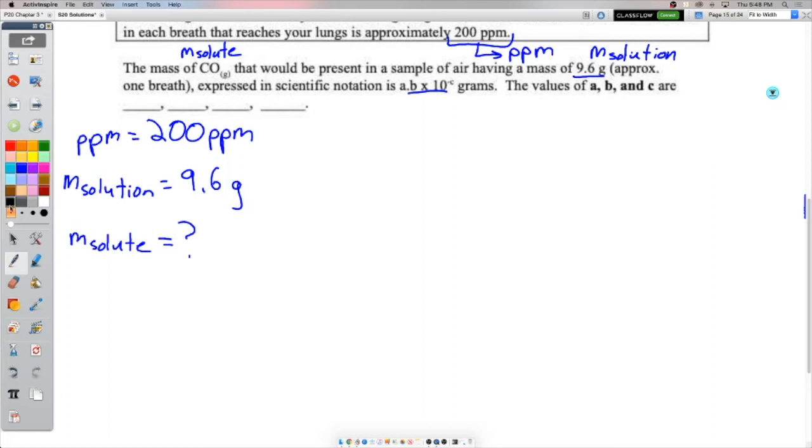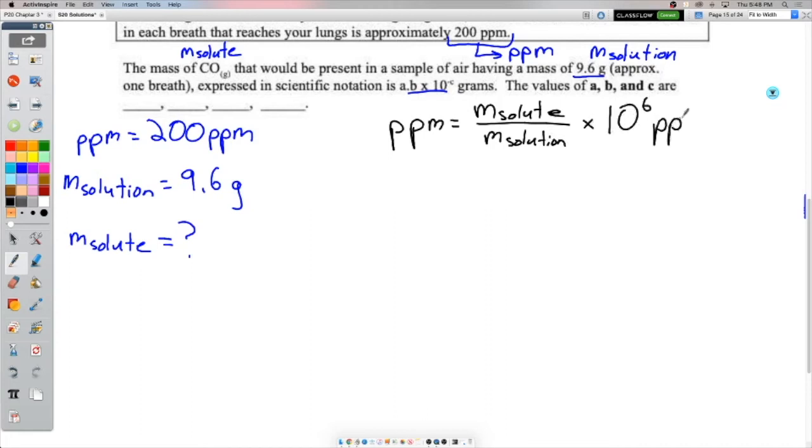So, like always, go to your data booklet, page 10. You need an equation that's got all three of these things and nothing else, right? So, it's this guy, ppm equals the mass of the solute over the mass of the solution times 10 to the 6, or a million. Okay, this time we're not so lucky. We're going to have to manipulate this guy because we want M solute, right? That's what we're looking for. So we need to get it alone on one side of the equal sign.